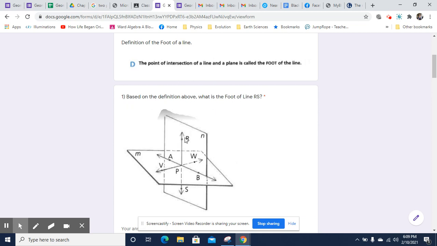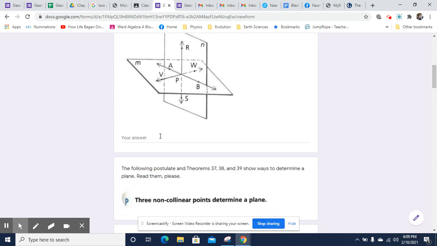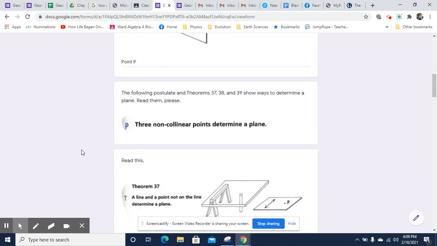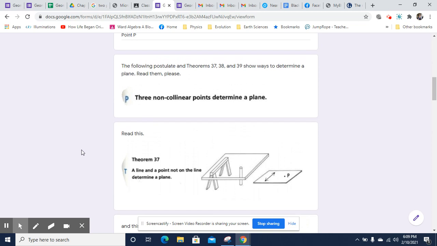So let's find RS. There's R and there's S. So that's RS. What is the foot of RS? Well, all of RS is on plane N, so you can't really say there is a foot for plane N, but it does intersect with plane M at point P. So point P would be the foot of RS. So point P is the foot. Okay, that is the foot of RS. Okay, now we got a couple other things we're going to go over.